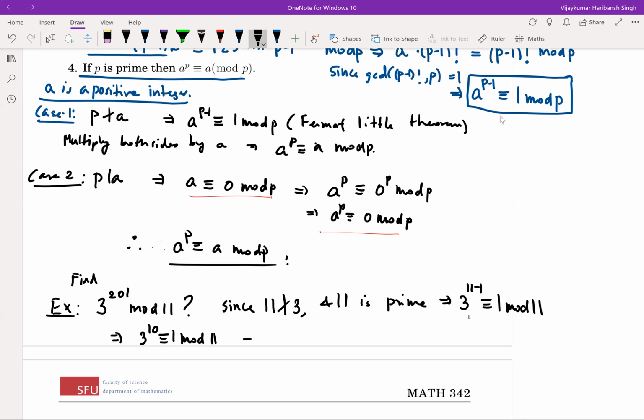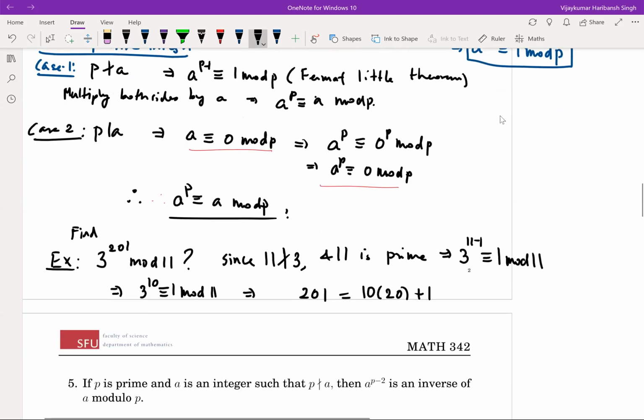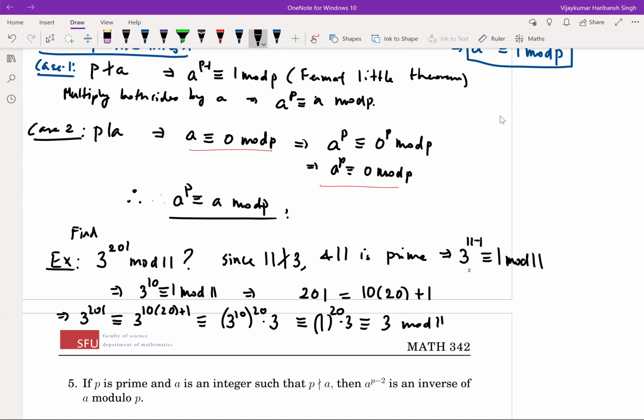Now, what do we do with this information? Apply the Euclidean algorithm: 201 is equal to 10 times 20 plus 1. So what do we get? 3 to the power 201 is congruent to 3 to the power 10 times 20 plus 1, which is congruent to 3 to the power 10, the whole power 20, times 3. Now 3 to the power 10 is 1 mod 11. Therefore, it's 1 to the power 20 times 3, which is congruent to 3 mod 11. So you're done.